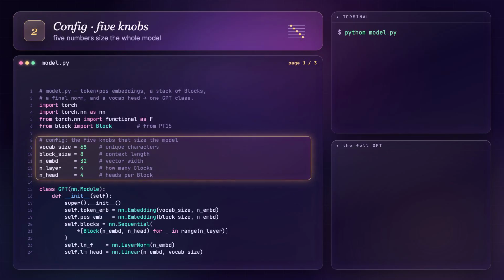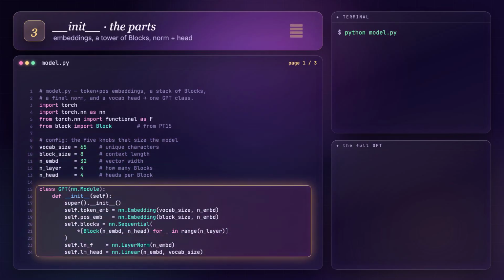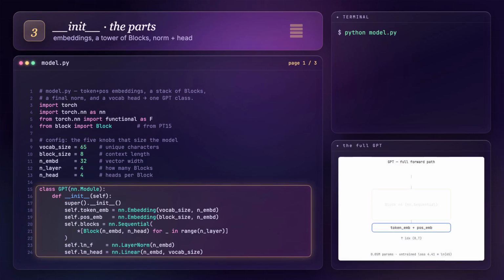Here's the constructor, two embedding tables. The token embedding maps each of the 65 token IDs to a vector of width n_embd, and the position embedding maps each of the block size positions to its own vector. Same width so we can add them. Then the stack itself: we build a Python list of blocks, one per layer, and wrap it in nn.Sequential so the whole tower behaves like a single module. After the stack, ln_f is the final layer norm, and lm_head is the linear that projects from n_embd up to vocab size, the head that produces our logits.